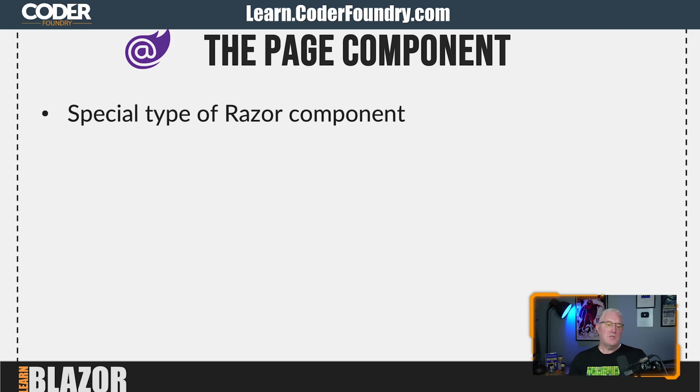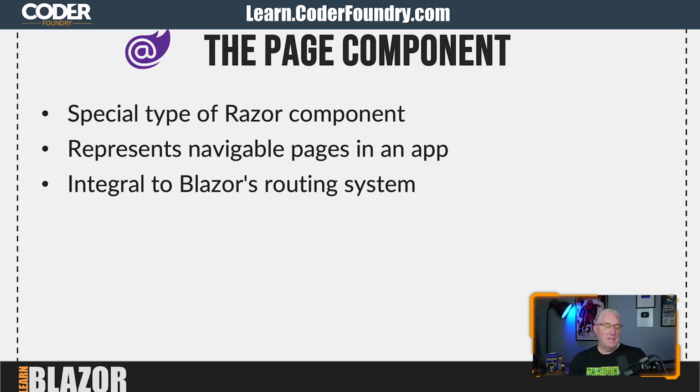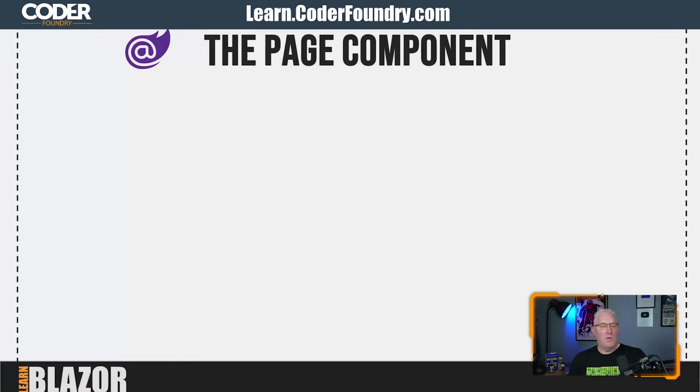Now, the page component is the one that you'll probably deal with the most. It's a special type of Razor component that we can create, and it represents navigatable pages in an application. It's integral to Blazor's routing system. So if you do not have a route, an @page directive at the top of your page, it's not a page. And this is how it works.